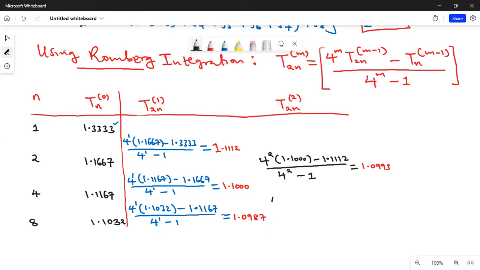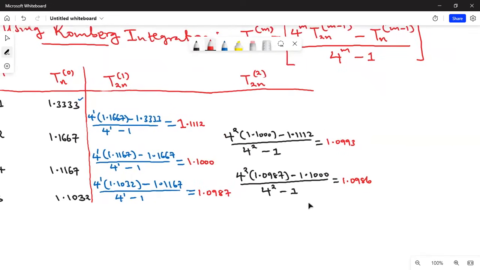Similarly here, we'll have 4 squared times 1.0987 minus this other value, which is 1.1000, everything over 4 raised to 2 minus 1. And so the result here should give us 1.0986. We proceed to the third column on the right-hand side.